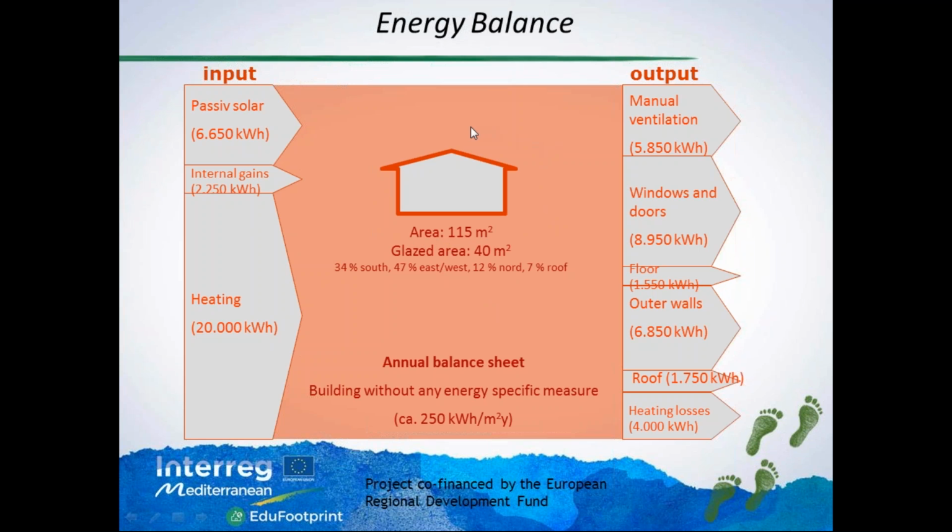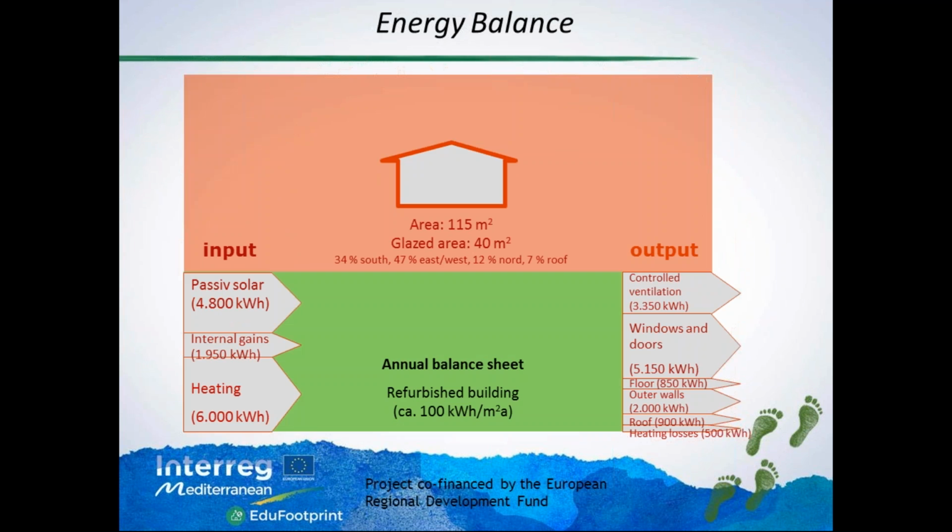We now do a bigger insulation of these windows and doors, floor, outer walls and roof, and we are switching from manual ventilation. It means that we can open the windows for ventilating, so in order to increase the quality of the air, we switch to a mechanical ventilation. We see that this can be the result. The controlled ventilation reduces the loss through the air. The better insulated elements reduce the losses by transmission.